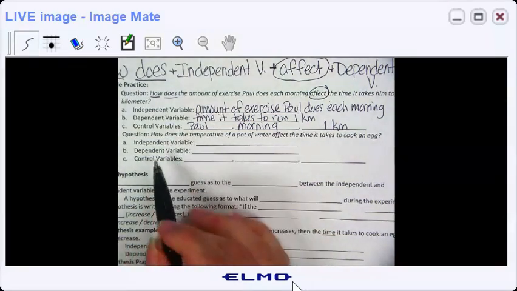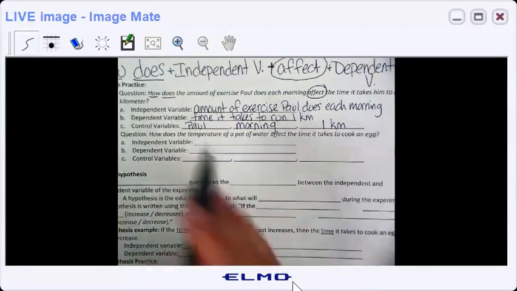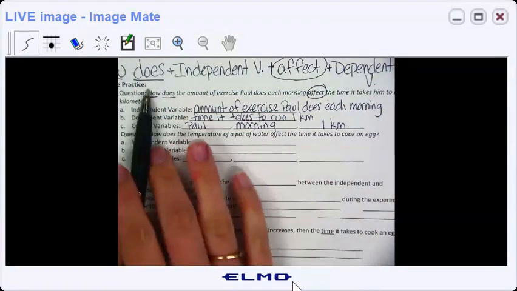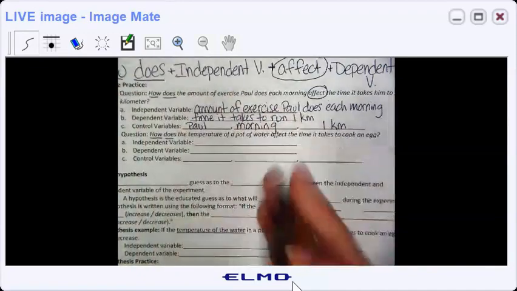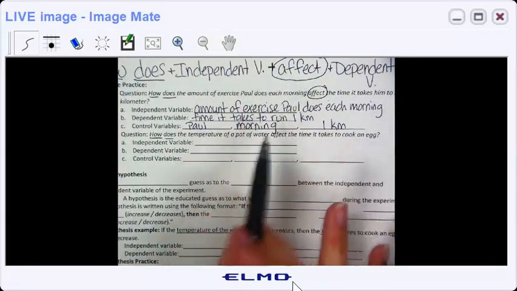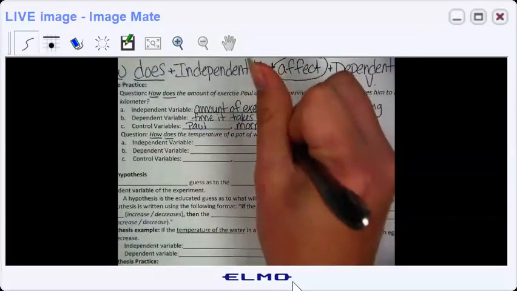If you were stuck or if you like how I did it, the first thing I would do is read your question and do this formula. Remember, I always underline how does, so I see how does. And then I skim and I look for the word effect and I circle effect. So effect, here it is. I circle it.